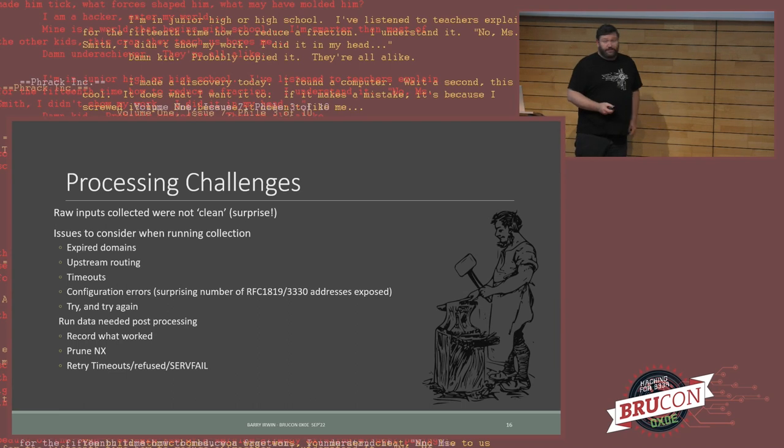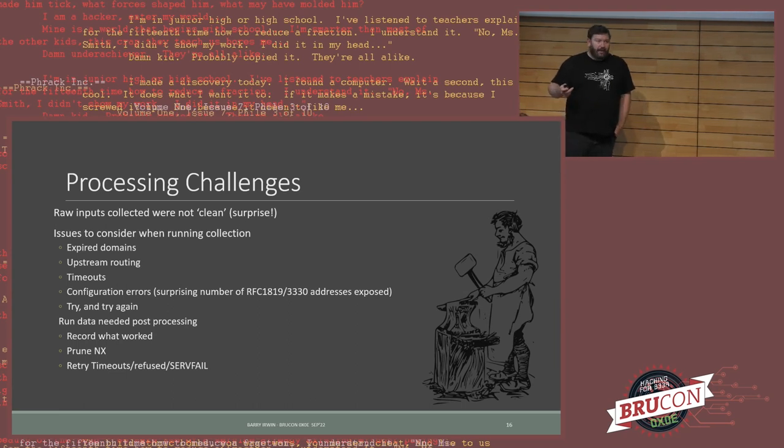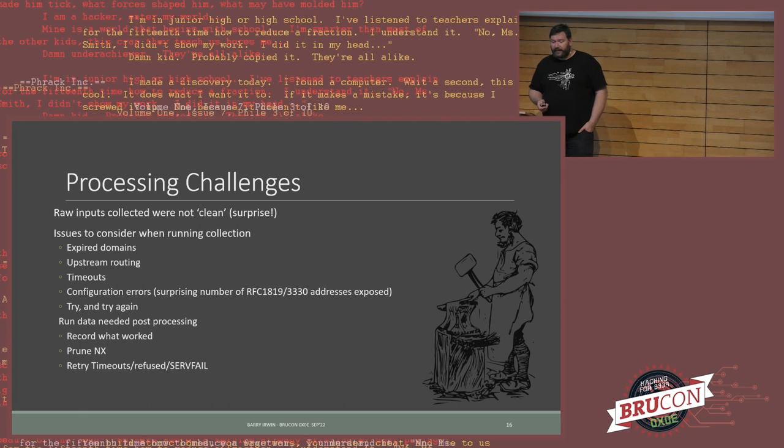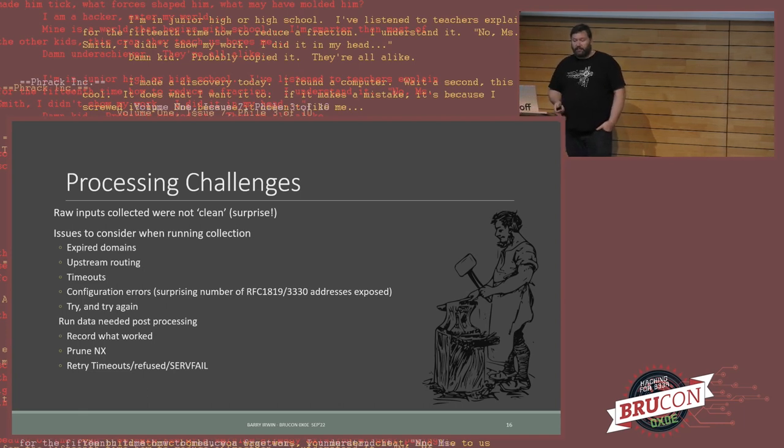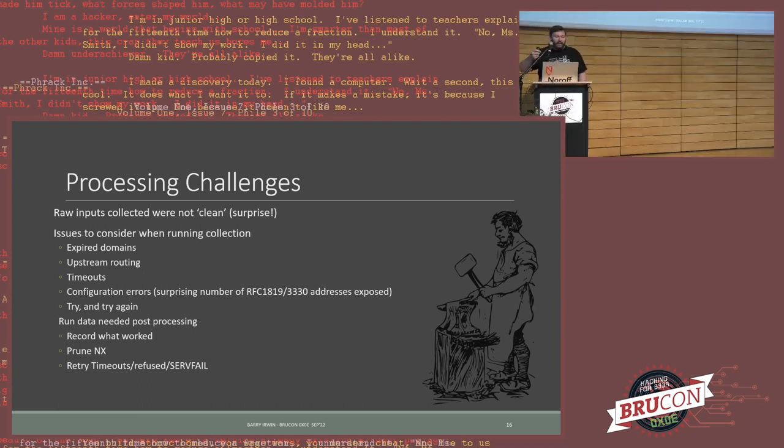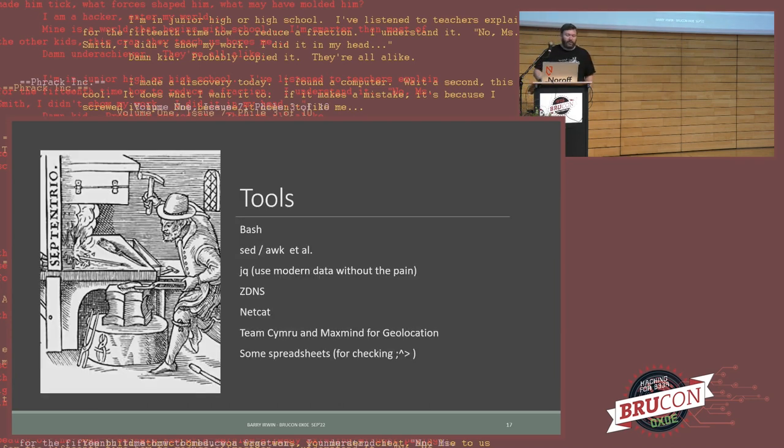Some of the challenges, though, again, the raw input data was not particularly clear. We had expired domains, upstream connectivity problems, timeouts, and configuration errors I've mentioned already. As we were doing this, we needed to keep a record of what succeeded and what didn't. It was around about this time, with the transition to ZDNS, which outputs in a plain text format, but structured text in terms of being JSON, that this became a whole lot easier to do.